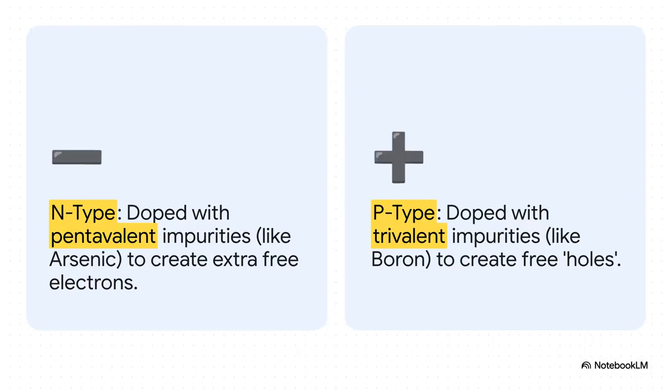So, here's the crucial part. You can dope it in one of two ways. It really all comes down to how many electrons the impurity atom has in its outer shell. A pure silicon atom has 4.